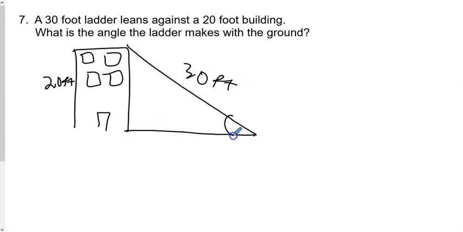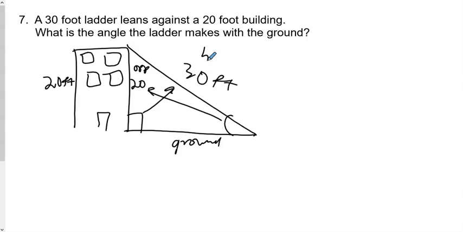So we're trying to find this angle here. Here's the ground, right? Try to find that angle. Well, let's see. Hopefully the building's at a right angle to the ground. Otherwise, it's the Leaning Tower of Pisa. So we have 20 here, and we have 30 there. Well, 20 is our opposite, and 30 is our hypotenuse.